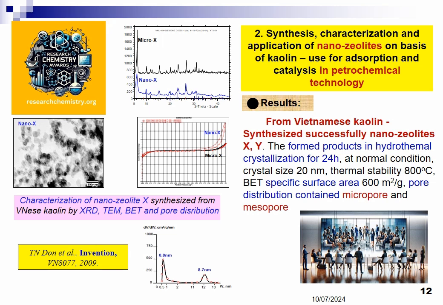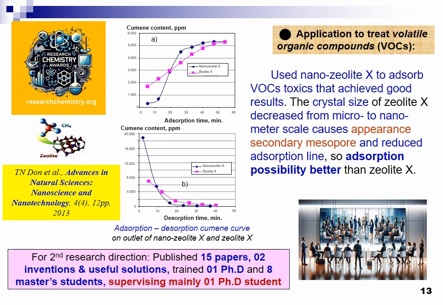2. Synthesis, characterizations and applications of nanozeolites on the basis of kaolin, used for adsorption and catalysis in petrochemical technologies. The result: from Vietnamese kaolins, we synthesized nanozeolites successfully, formed in hydrothermal crystallization for 24 hours at normal conditions, with crystal size of 20 nanometers and a high specific surface area, containing micropores and mesopores.